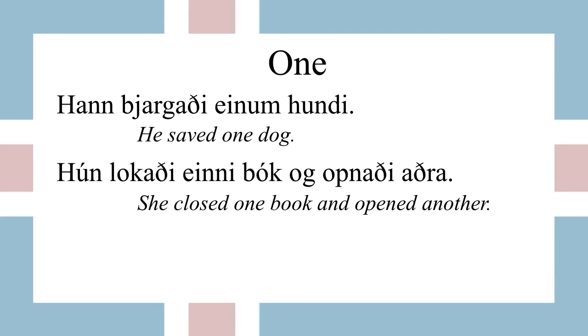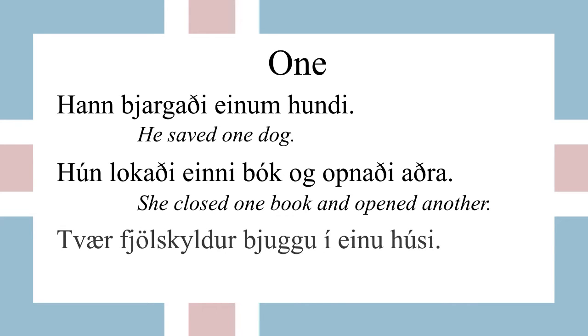Hún lokaði einni bók og opnaði aðra. She closed 1 book and opened another. So that's einni, the dative feminine form of 1. Tvær fjölskyldur bjuggu í einu húsi means 2 families lived in 1 house. This is the neuter dative form of 1.